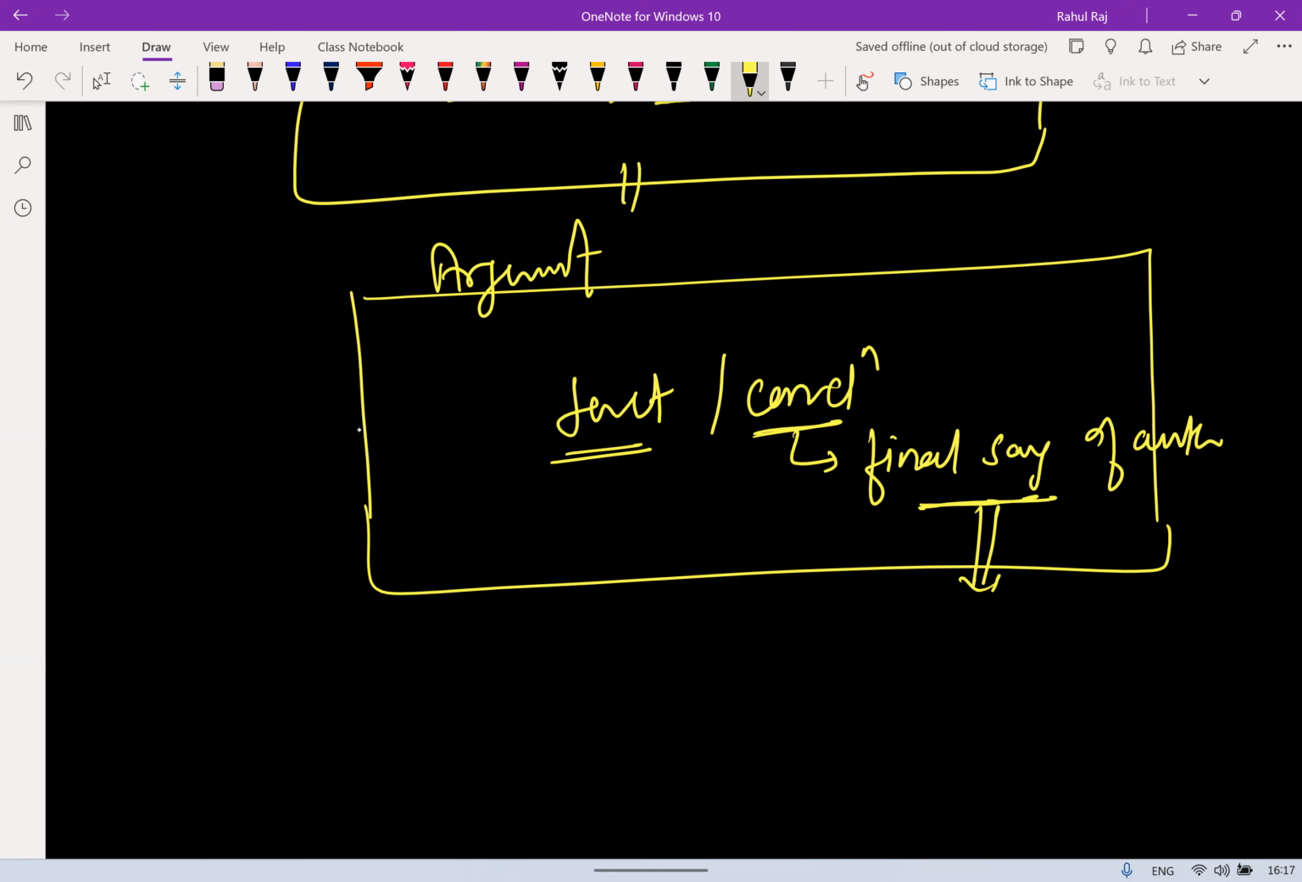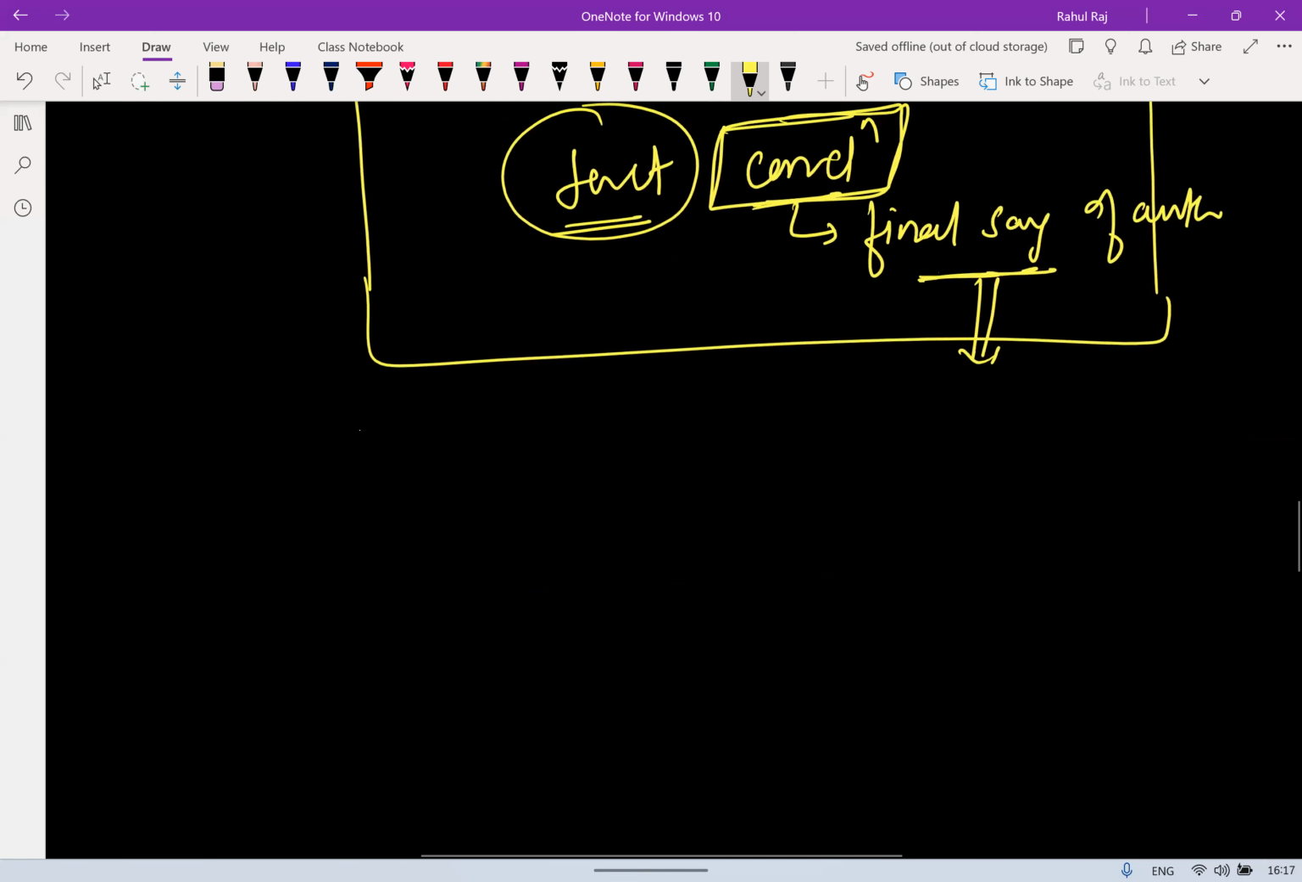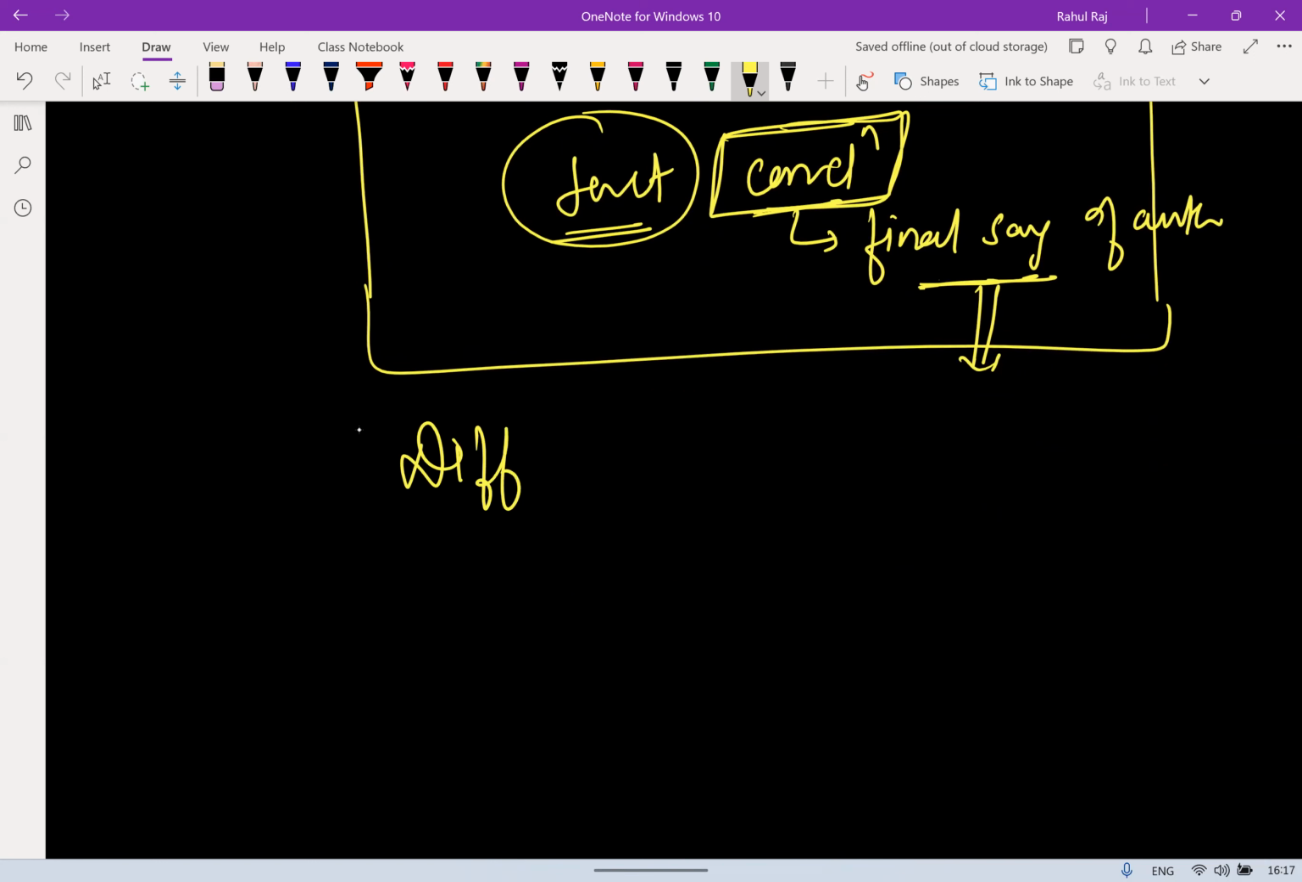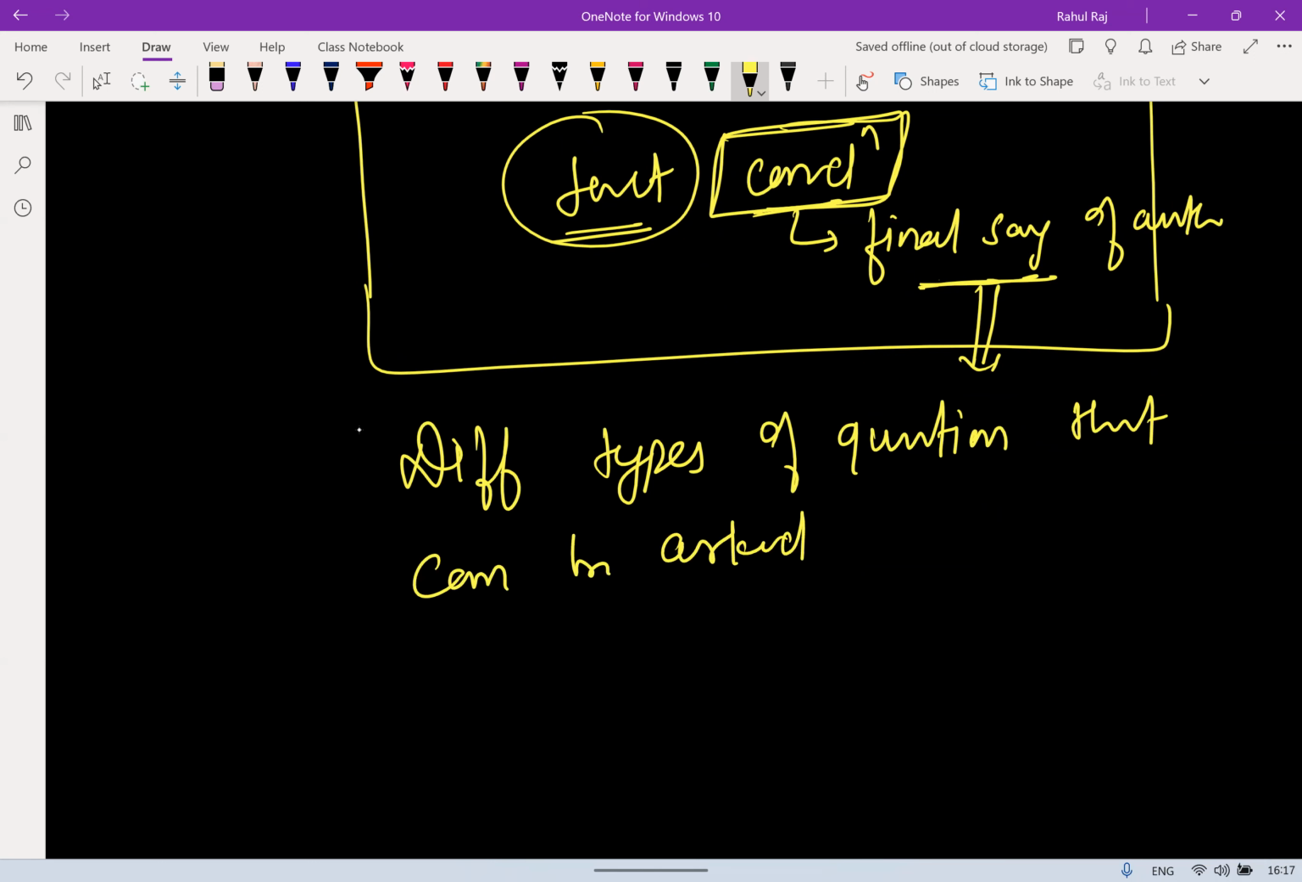So our first job in any critical reasoning question is to identify the conclusion of the argument. And once the conclusion is identified, everything else in the argument remains a fact. So what happens in critical reasoning questions, guys? You are given an argument. Now, based on this argument, there are different types of questions that can be asked in CR. And what are those types?